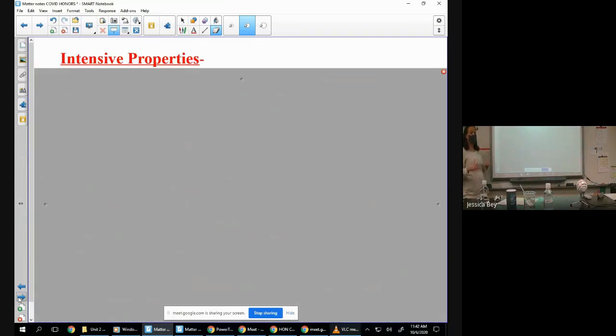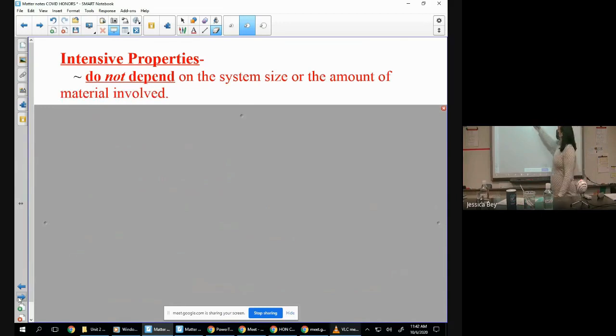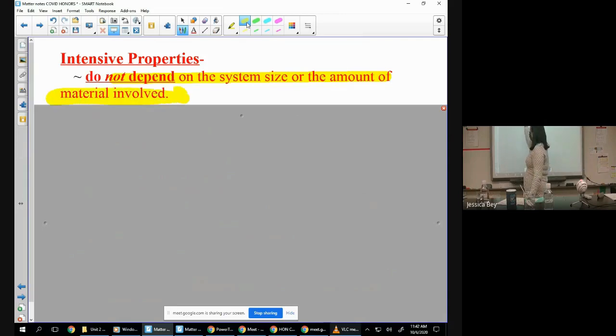Last 2 things, and this is brand new. This is only chemistry. It's called an intensive and an extensive property. And you might be like, I swear I've heard that word before, because I talked to you about it when we talked about density. An intensive property does not depend on the system size or the amount of matter involved.